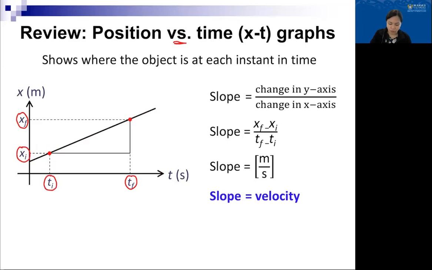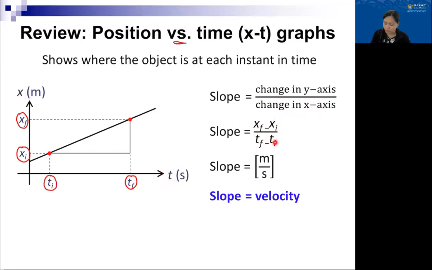And if we have these 2 points along this line here, we are able to calculate the slope of this line. The slope is defined as the change in the value in the y-axis divided by the change in the value in the x-axis. The y-axis is position, therefore change, you have final minus initial. And so you have the final position minus the initial position, and divide that by the change in the x-axis. Your x-axis is given as time. So the change in time will be the final time minus the initial time, tf minus ti.